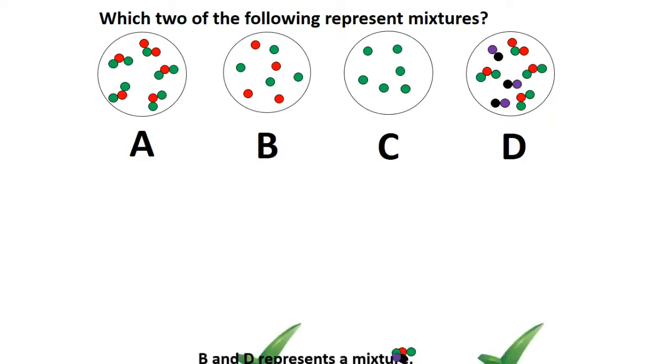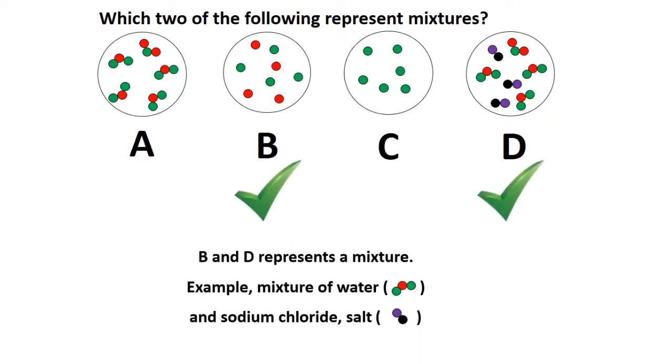Well done. The answer is B and D. For example, D represents a mixture of water and salt, as I was just talking about, because it's got 2 different compounds in there. B has got 2 different dots. And again, crucially, unlike A, they are not joined together, and therefore they are not chemically bonded. It's a mixture because you can separate it. Mixtures can be separated, and that is why we don't join them.